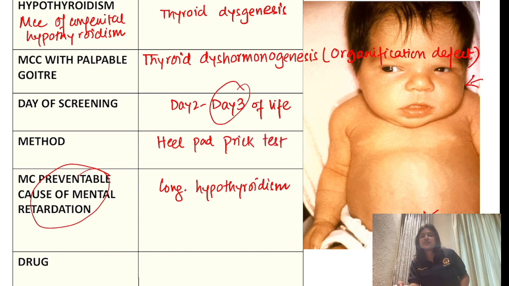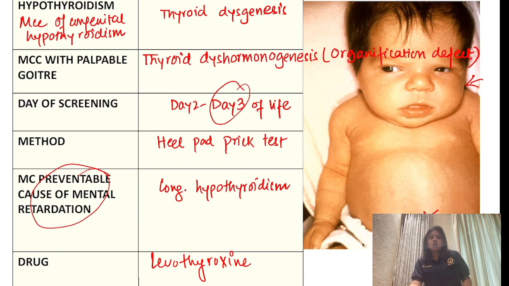What should be assessed? Ideally, if we have a good infrastructure and there is no problem with the cost, we do a complete profile with TSH and FT4. But otherwise, the normal thing that we usually do is a TSH, and if the TSH comes to be abnormal, then we go for FT4. So if the TSH is more than 20, then we need to do the FT4. So it's a TSH primarily with a backup of T4. And what drug do we give? We give levothyroxine, 10 to 15 microgram per kg per dose.